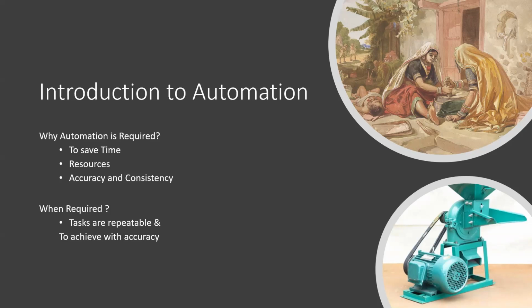It is required to save time. It's required to save resources, as you see in this example. And for accuracy and consistency. Every time we grind, we'll get the same kind of powder from the machine. It may not be so with the ladies when they're grinding it. So when do you require automation? With my experience, I always say anything and everything which is repeatable every day should be automatable and should be automated.